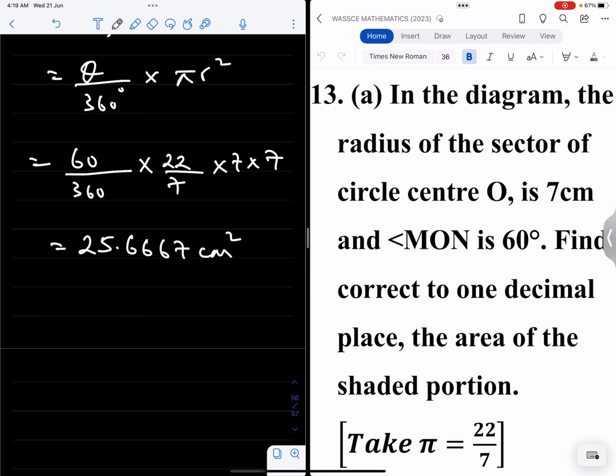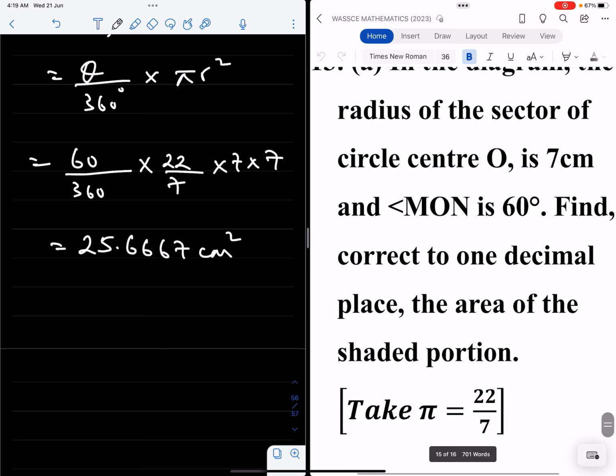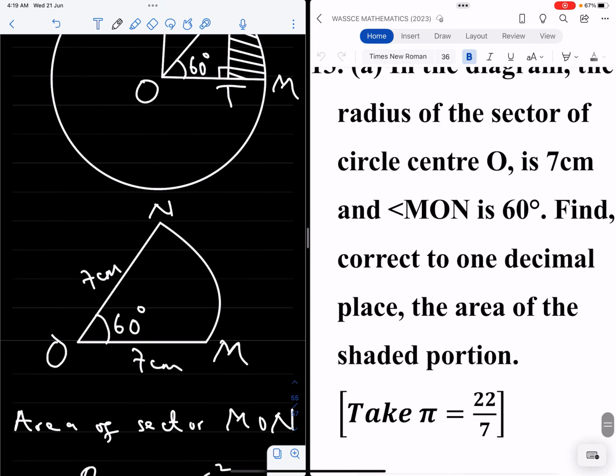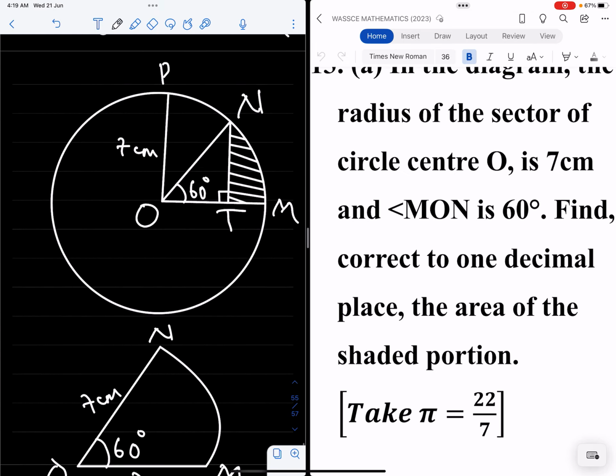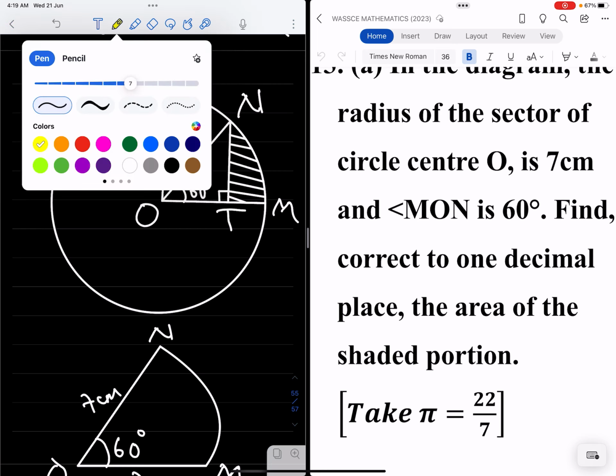Now we subtract the area of triangle ONT from the area of sector MON to get the area of the shaded portion. How do I find the area of triangle ONT? How do we do that?